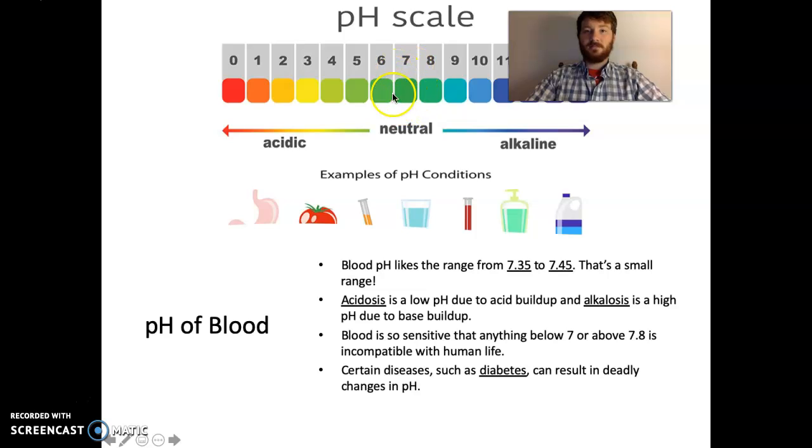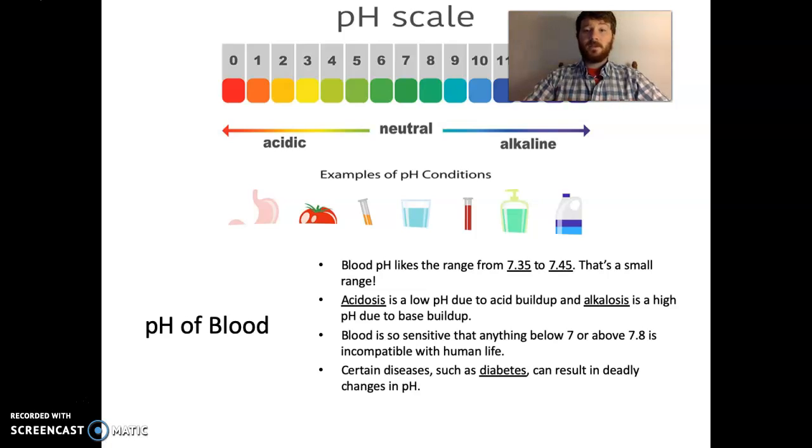Neutral is this 7 here. Pure water is a neutral 7. And blood's at about 7.4 right here. Soap's at about 11. And this is chlorine bleach, and chlorine bleach is one of the strongest things. That is a base, and that is about 13.5.